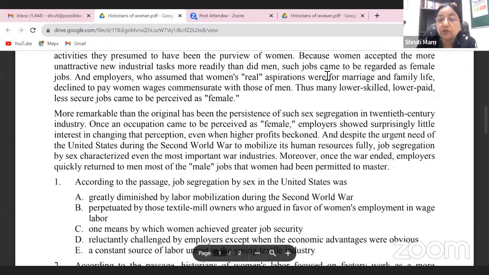So can we look at this? According to the passage, job segregation by sex in the United States was. Can we say here it was greatly diminished by labor mobilization? It did not diminish, rather it reversed. Men came back and women had to give back their jobs. So A is wrong, false as per the paragraph. Option 1 means by which women achieve greater job security. No, he clearly says there were less secure jobs. Can you see again, false? I've left the B Bombay. We'll come to that also. First, I'm eliminating easy choices.